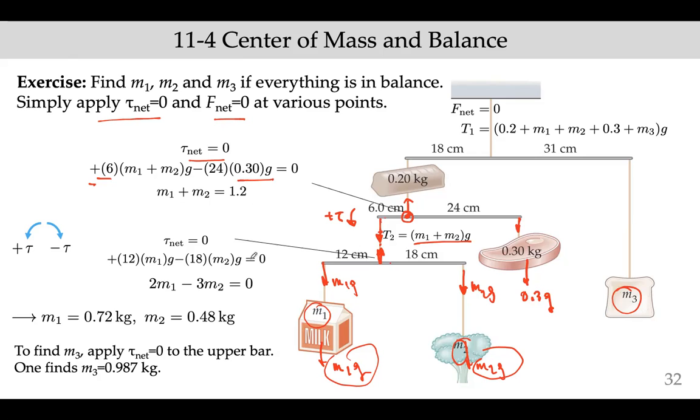So 0.3 times g. And we're going to multiply by the distance, which is 24. Now, why is it negative? Because it tries to turn this rod around this point in this direction. This direction is clockwise, which is negative torque. So that's why we have a negative sign here. Now, I know g is 9.8, and I cannot find M1 and M2 separately here, but I can solve this equation for M1 plus M2, and that's what we have here. So the summation of them is 1.2.